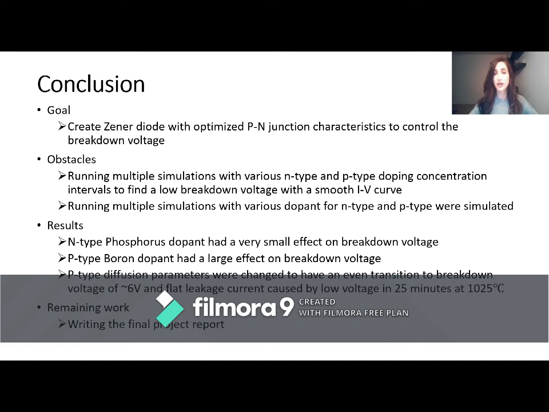The Zener diode usually has about 1.2 volts up to 200 volts of a breakdown voltage, depending on what kind of a Zener diode it is. But in our case, the breakdown voltage was optimized to be about 6 volts. In summary, we had a successful project, and the remaining work of our project will be completing the final report. Thank you for listening.